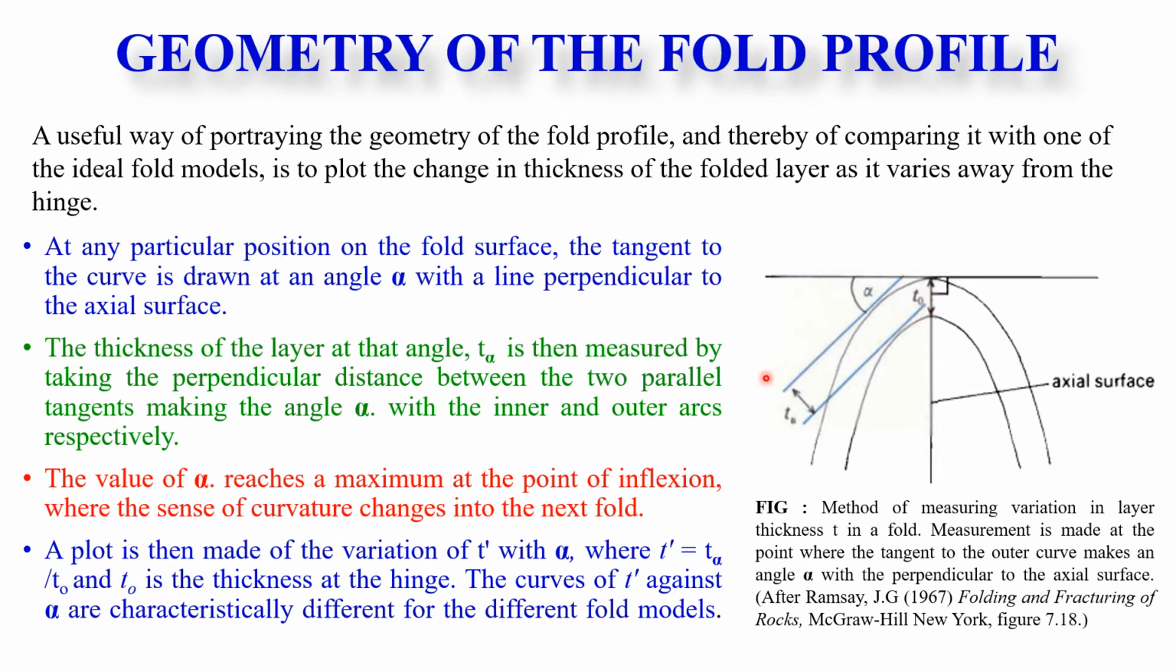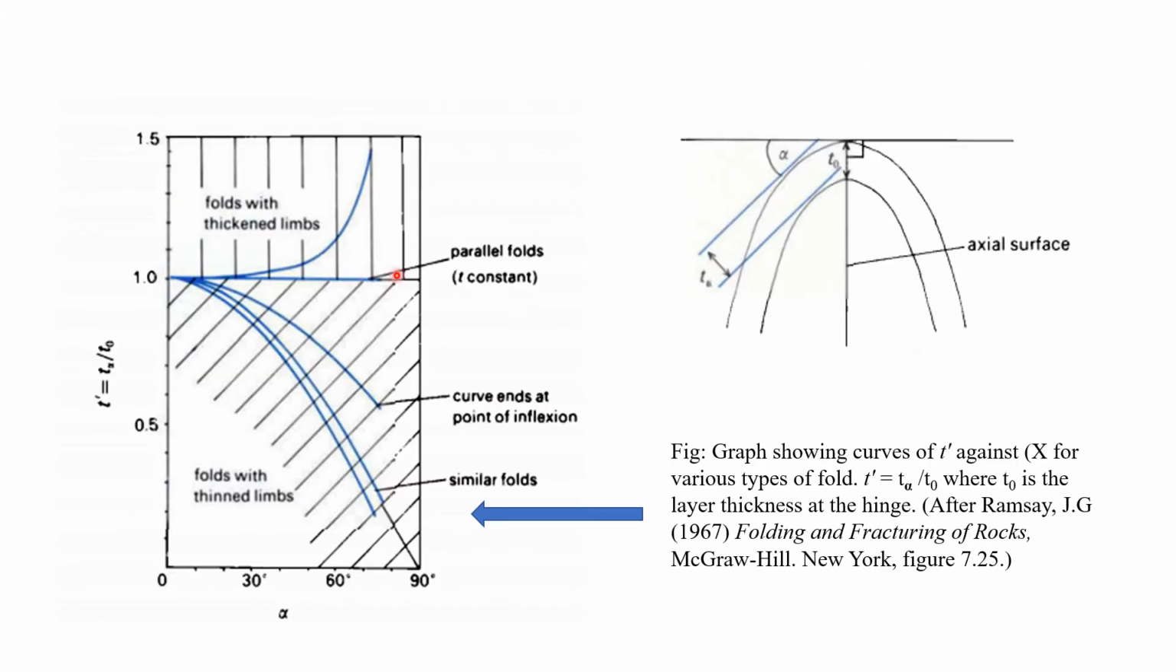Once we have determined T alpha and T0, now we calculate a new quantity, that is T dash. T dash is in fact T alpha upon T0. Once this T dash is calculated for different alpha values, we plot a graph between T dash and alpha. Once this graph is plotted, its different areas represent different kinds of folds.